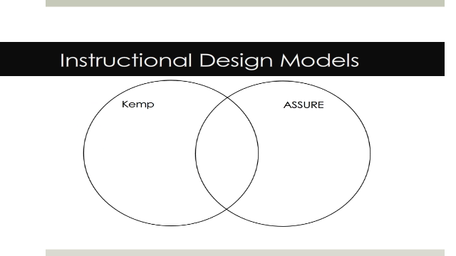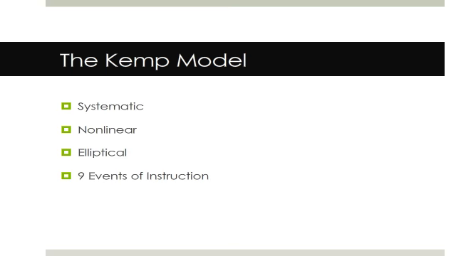Our group chose to compare and contrast the Kemp and Assure instructional design models. The Kemp model promotes continuous revision throughout all phases of instructional design. It is systematic, non-linear, and elliptical in nature and uses Gagne's 9 events of instruction.